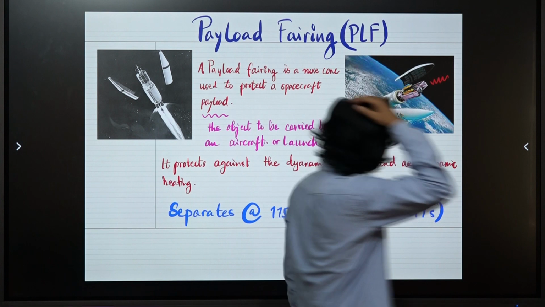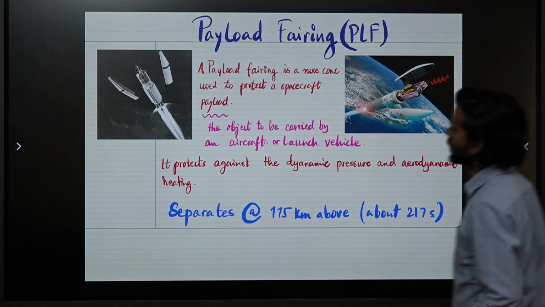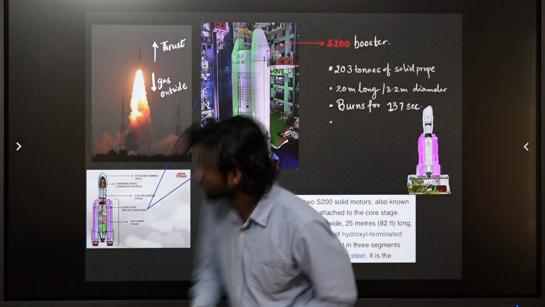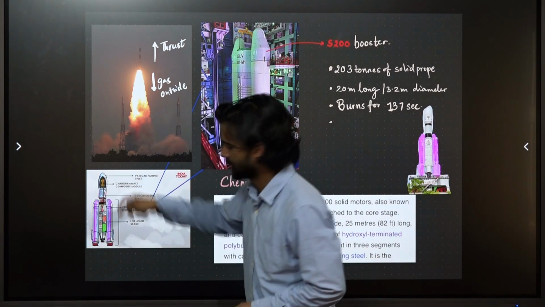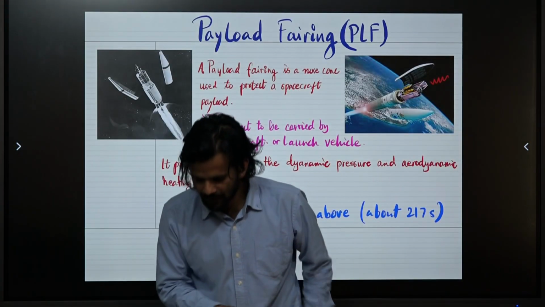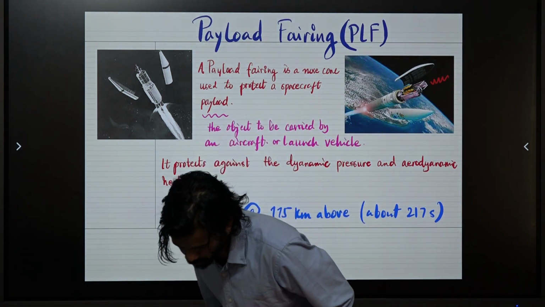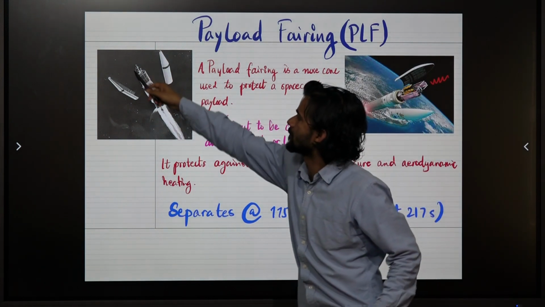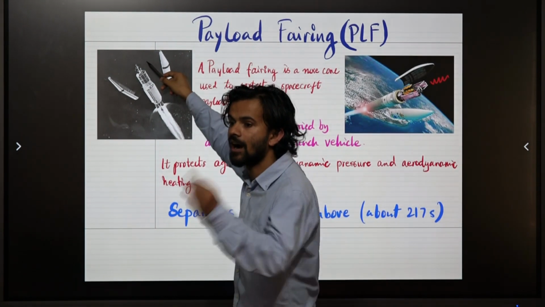Now, the other part is the payload fairing, which is at the top. This part. Sorry, here. This is the payload fairing, okay? So the payload fairing is the nose cone used to protect the spacecraft. It is there to protect the spacecraft. What is there inside? That's the Chandrayaan. That's the heart of the project.